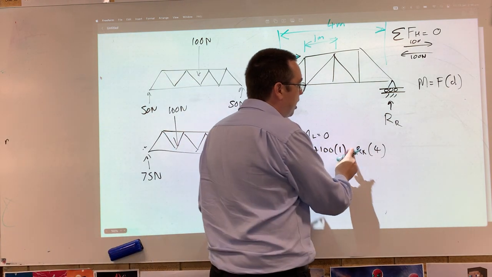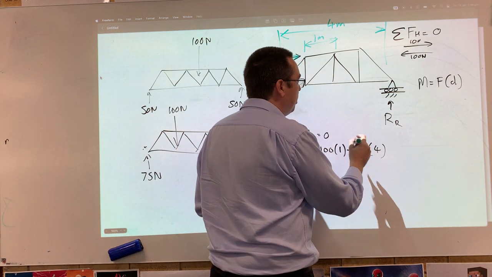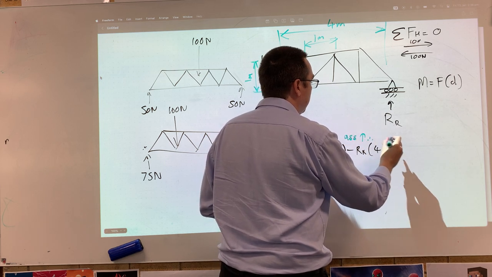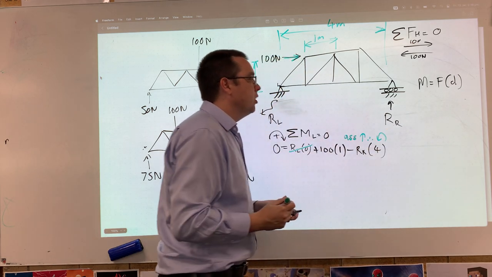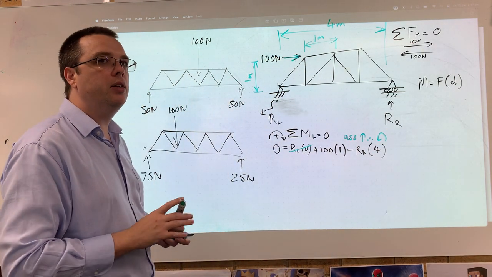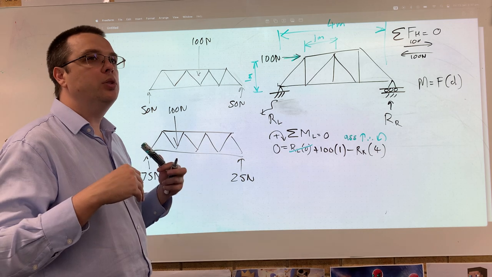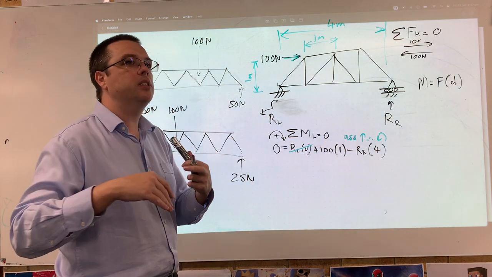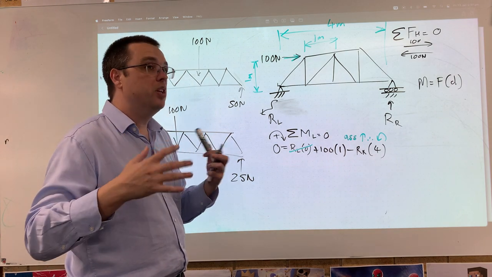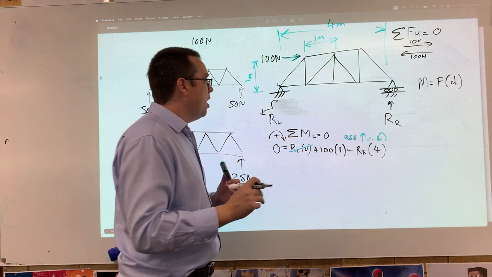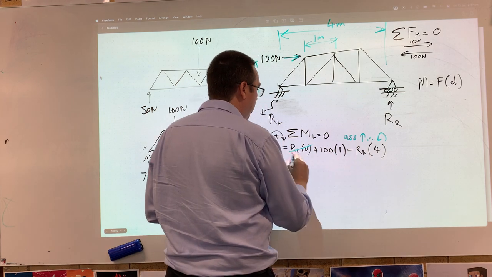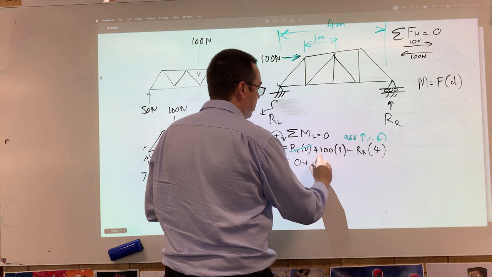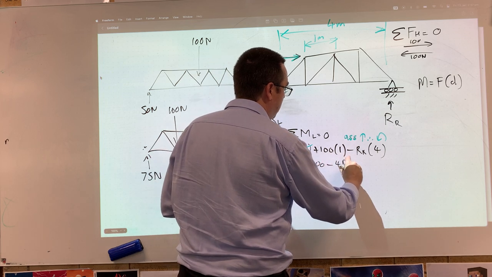The next thing is that I've said minus, and that's because I've made an assumption. So I'm writing assume up, therefore, anti-clockwise. Now, at the end of our calculation, if our answer is positive, it will mean my assumption was correct. If the answer is negative, it means my assumption was incorrect. I think that's a fundamental concept that people really struggle with. Okay. So what I can then simplify this as is 0 plus 100 minus 4 RR.